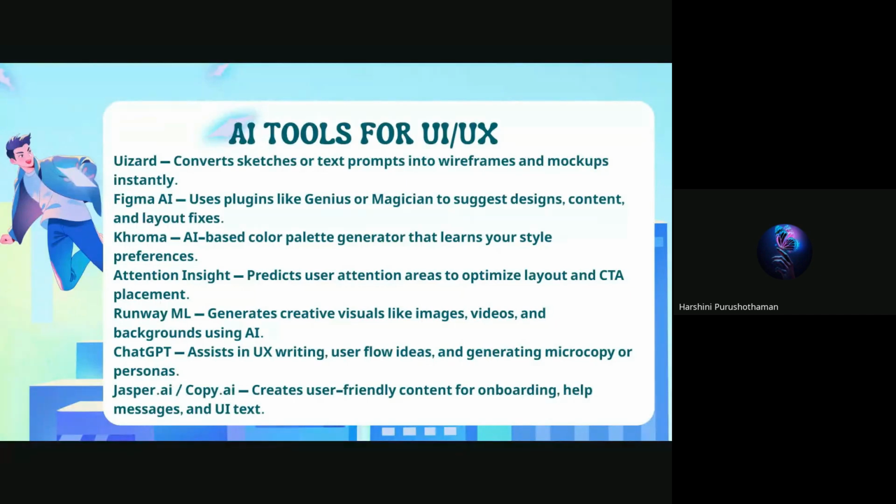And Khroma, an AI-based color palette. As I said, color theory is very important in creating a UI and UX application. Khroma is a color palette generator, which helps us choose our colors and the theory according to the 60, 30, and 10 rule perfectly.